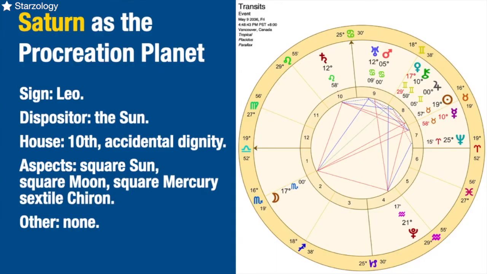So with our example here, let's have a look at Saturn as the procreation planet. So Saturn is in Leo. Its dispositor, therefore, is the Sun, because the Sun rules Leo. All good so far. Now Saturn's in the 10th house, so it gets accidental dignity because in the natural wheel, Saturn rules the 10th house, which has got Capricorn. So Saturn is well placed here. Aspects to Saturn: is it square the Sun, square the Moon, square Mercury, and sextile Chiron.